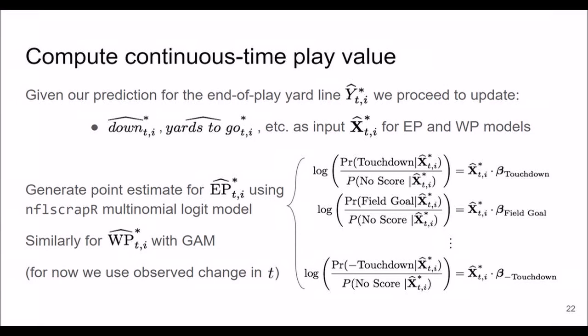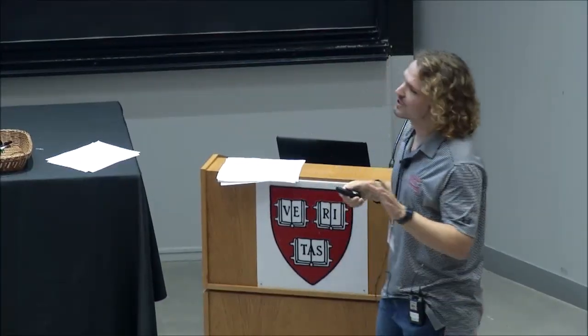So this is just showing that multinomial logistic regression model: given my new X update, I get new probabilities for different scoring events, and now I have this point estimate for expected points, and I can do the same thing to get a point estimate for the win probability. Now, one thing I'm going to point out here is that both of these models would rely on time, and I'm cheating and just putting in the observed time. Really, you probably should model jointly both the yards as well as the time. But for now, we're just doing the yards.